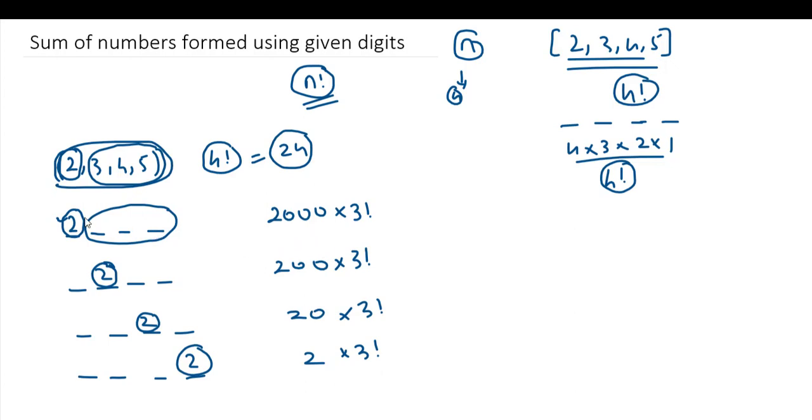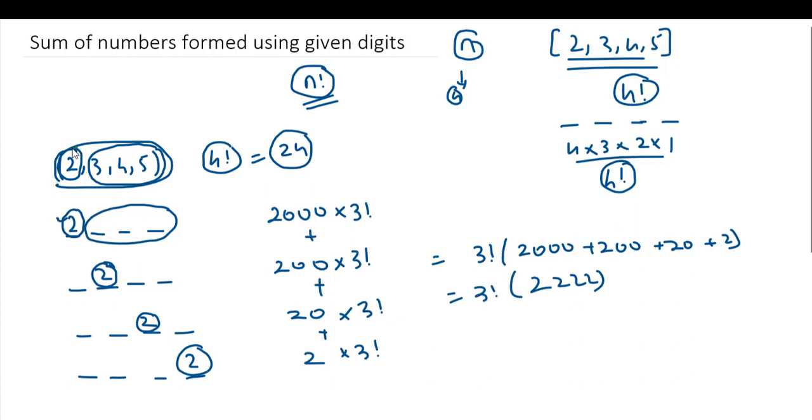So the total contribution of this digit 2 in the sum that we are intending to find will be the addition of all these things. If we add them, we can take 3 factorial common. So this will be 3 factorial into (2000 plus 200 plus 20 plus 2). If we add all the terms in the bracket, it will be 2222.